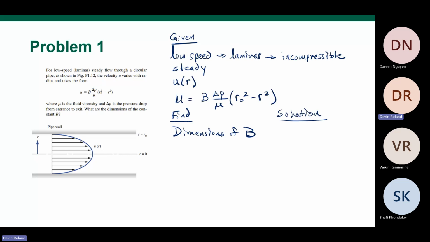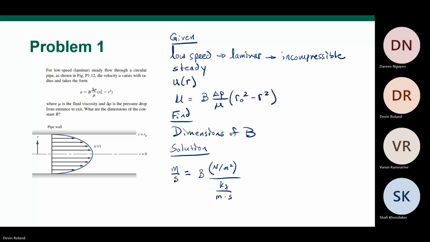So for velocity, on the left-hand side, I'll start down here. We would have meters per second, and that's equal to b, what we're looking for, times this delta p quantity, which is pressure, newtons per meter squared, right? So we have newtons per meter squared divided by our viscosity, which is kilogram per meter times second. And then that's multiplied by this r naught squared minus r squared, and that whole subtraction is going to be a meter squared term.